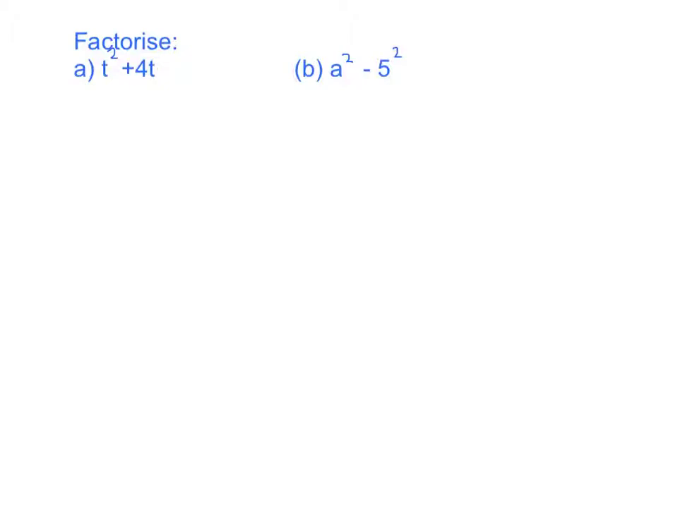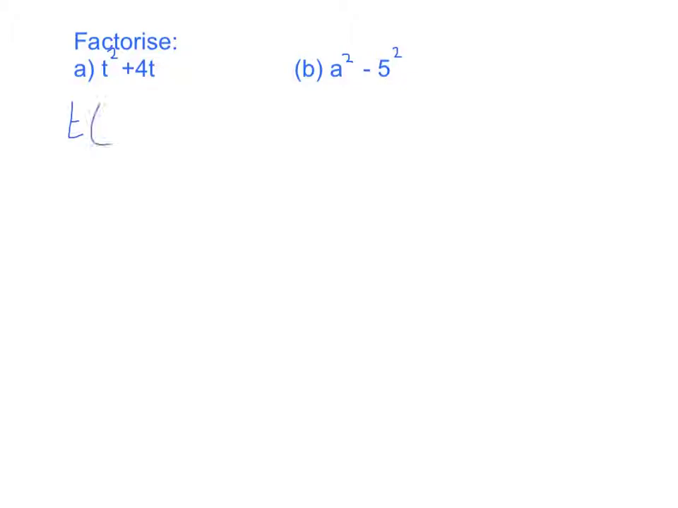Okay, the next question is factorising. And remember, there's a priorities for factorising. First thing we've always got to look for is a common factor. So are there any numbers that appear in both terms or letters that appear in both terms? In this case, they both have a t.